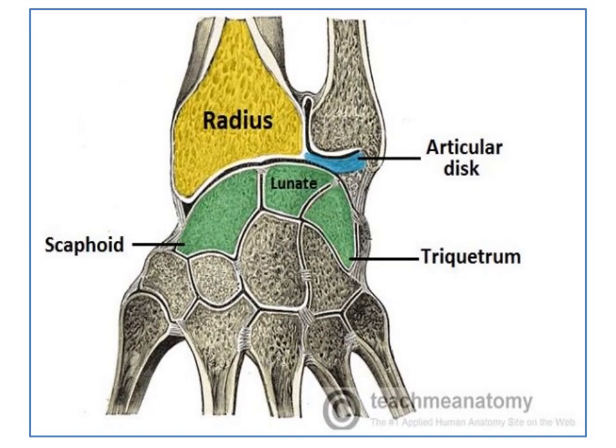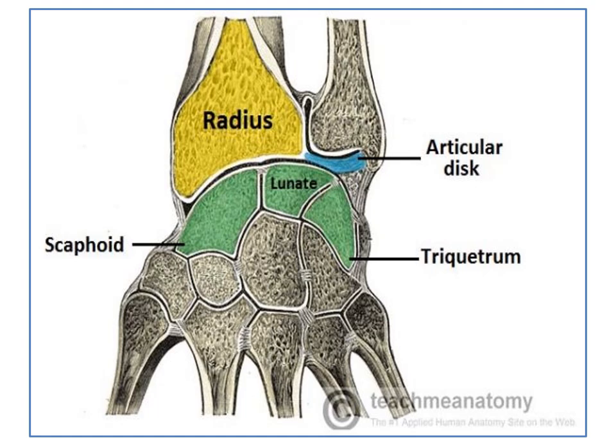This is a picture of the distal part of the ulna. As you can see, it is not involved in the formation of the wrist joint. The wrist joint is formed by the radius in yellow, the carpal bones in green, and then the articular disc. So the distal end of the ulna does not form the wrist joint.